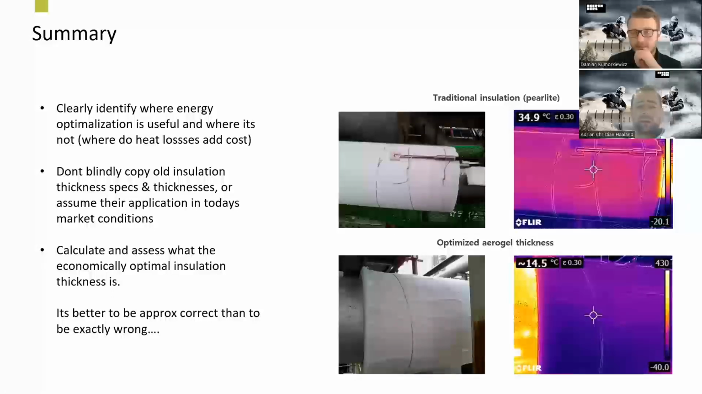We can do these calculations for any material, so we are not bound by using material A or B. We can calculate optimal thickness for mineral wool, for aerogel, for perlite, for cellular glass, whatever material we together with the client agree is most suitable, we can optimize. It's a general principle.